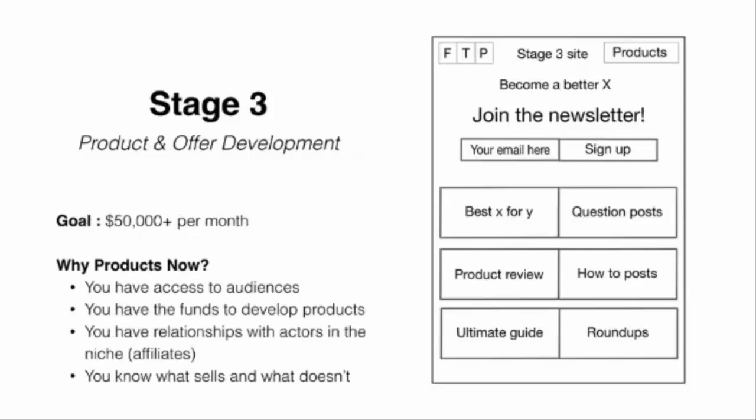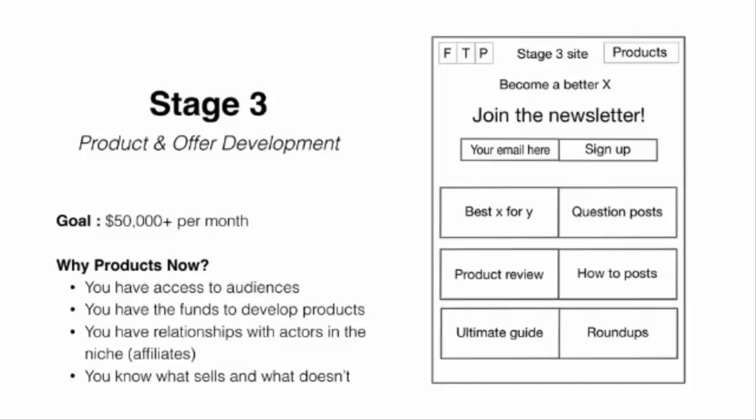Now, when we jump onto stage 3 authority site, which is the final stage, is when we start developing our own products and offers. And essentially the goal is to be above $50,000 per month. That number is going to change depending on the niche you're in, but that just gives you a bit of a benchmark into what kind of money these sites can make actually.